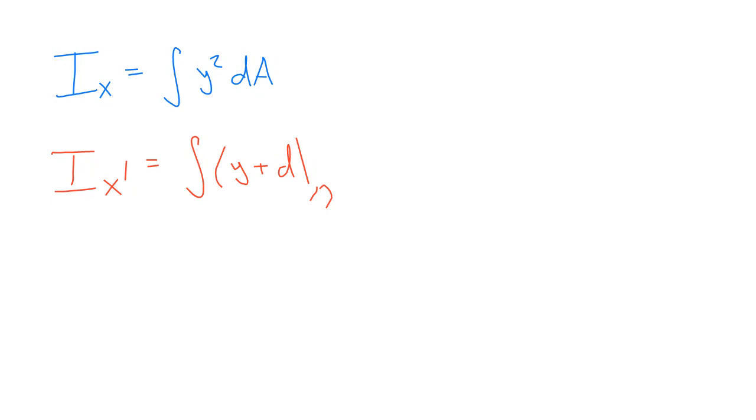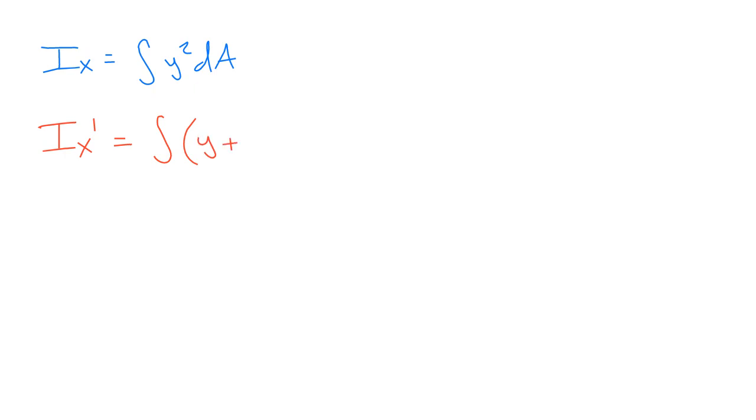Sometimes this pen's a little strange. So Ix is the integral of y squared dA, and then for x prime, so I x prime, what we're doing is we're integrating not y, but y plus some increment.